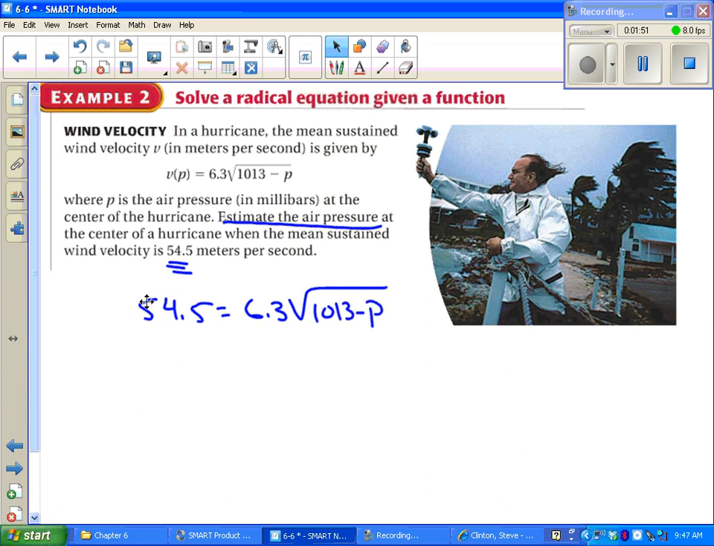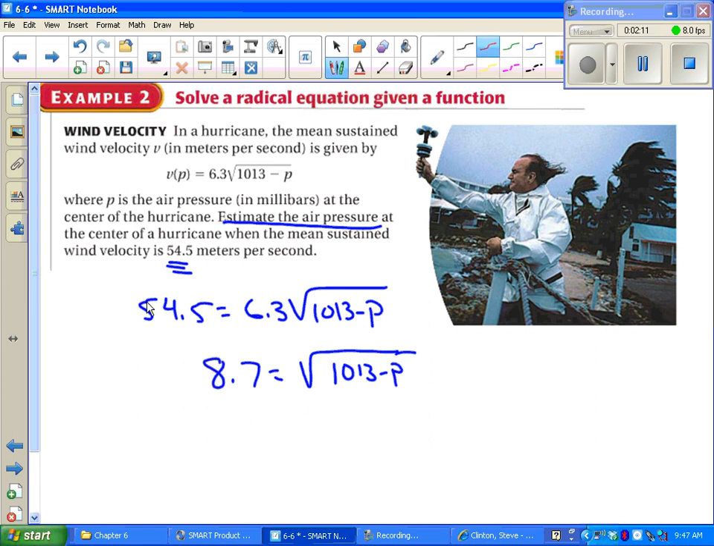We want to solve for p. Before we square both sides, we should get rid of that 6.3. And we do that using old techniques. Just divide both sides by 6.3. We end up with 8.7 equals square root of 1013 minus p. At this point, I think you should be totally fine on your own. Go ahead and try this, and then check in with me.